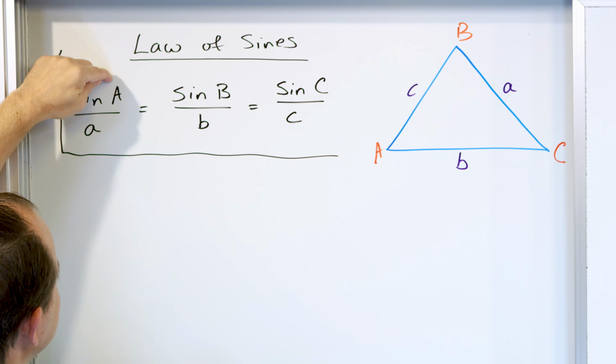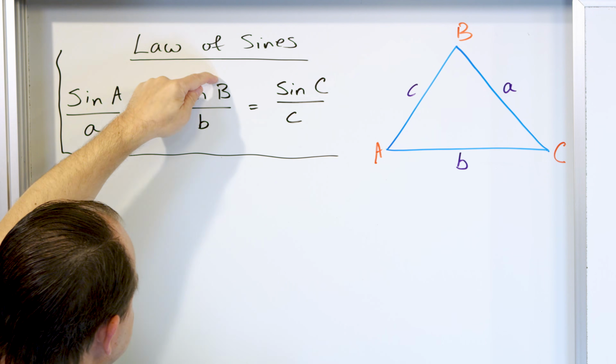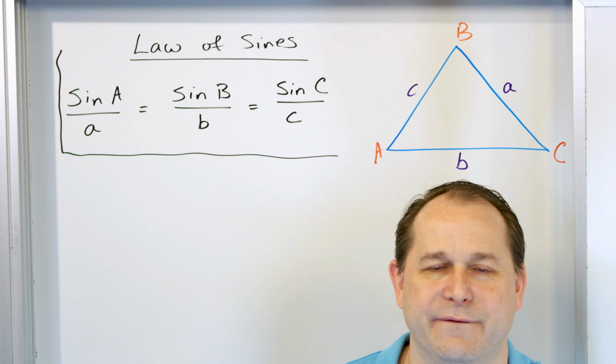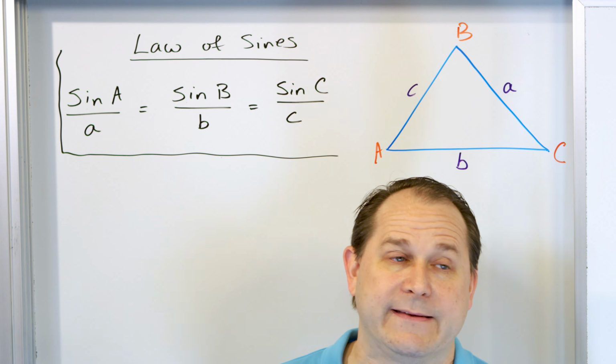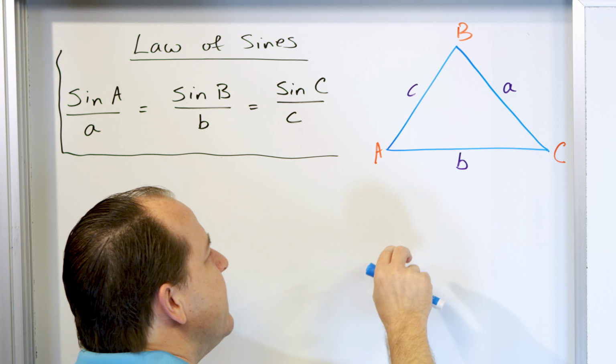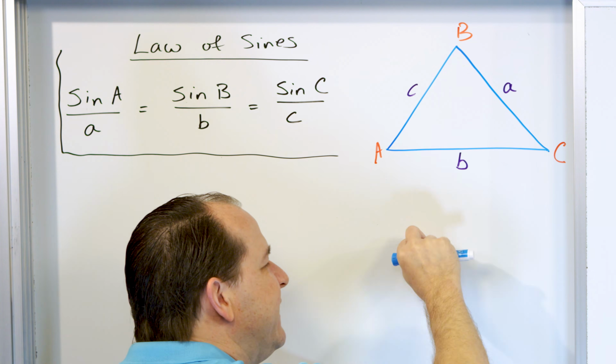It's not the angle itself divided by a and the angle itself divided by b and the angle itself divided by c. It's the sine of those angles. And if you remember back, though I'm not going to draw it, the right triangle, right? The sine of an angle here is the opposite side.